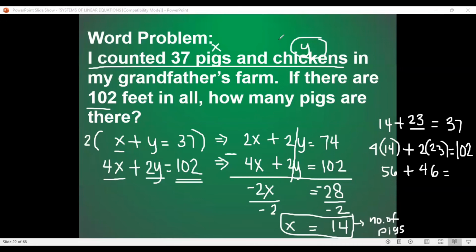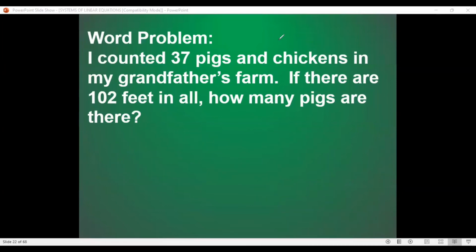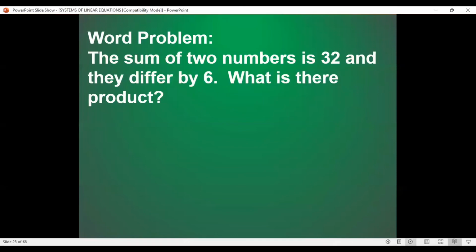Okay, let's have another problem which also involves solving systems of linear equations. Here, the sum of two numbers is 32 and they differ by 6. What is their product? Before we can multiply them, let's identify what these two numbers are.